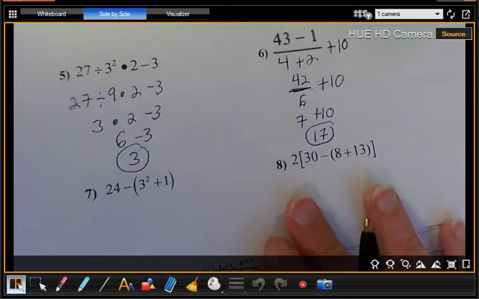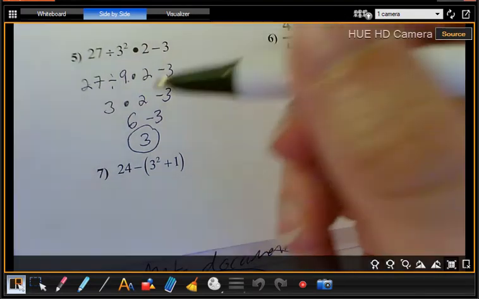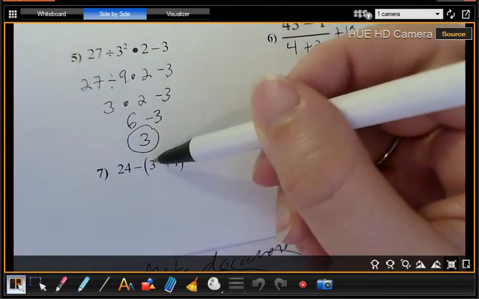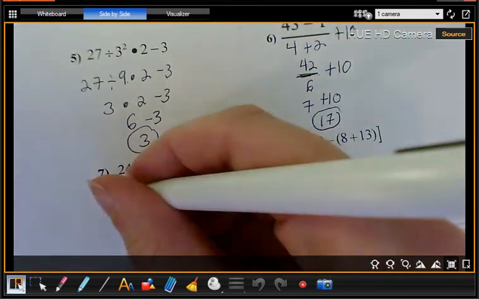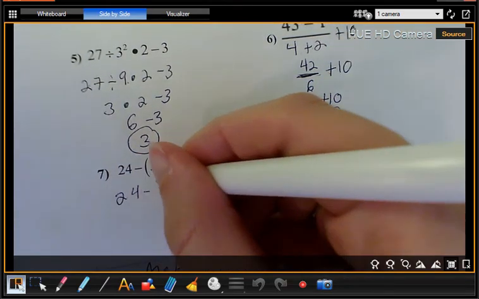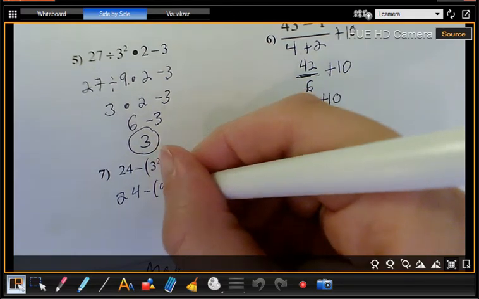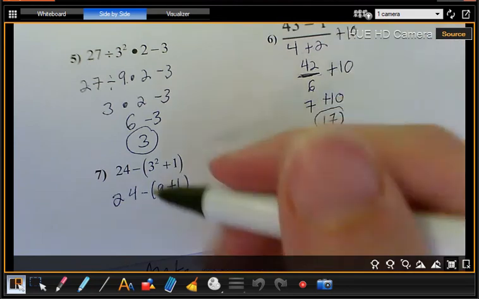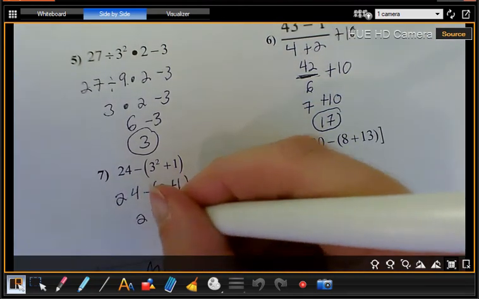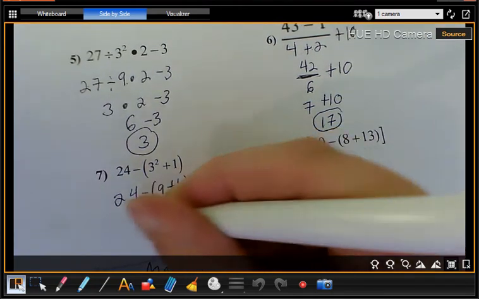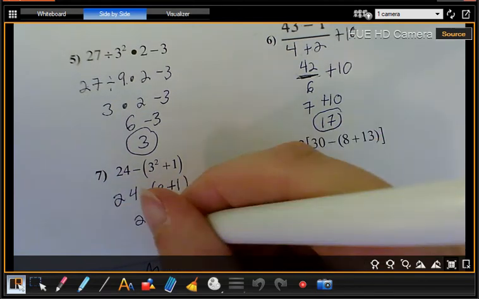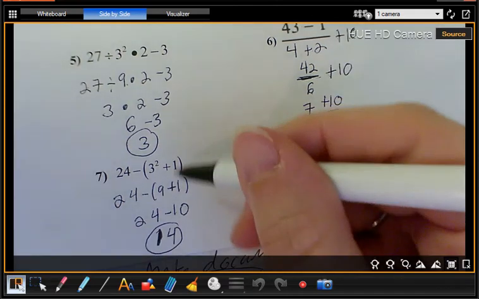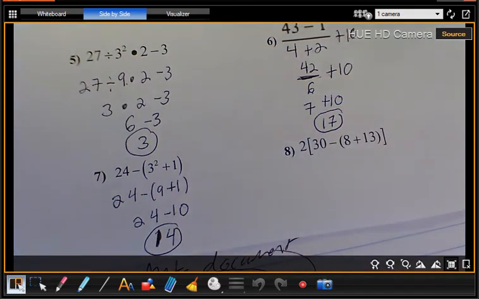Okay. Let's do one where we've got parentheses and exponents. We're looking right here. We've got 24 minus parentheses 3 squared plus 1 end parentheses. So we're going to do the 3 squared first. 3 times 3 is 9. And then bring down the plus 1 and the end parentheses. 9 plus 1 is 10. So we're going to go 24 minus 10. 24 minus 10 is 14. Again, I'm still going straight down, doing those first.